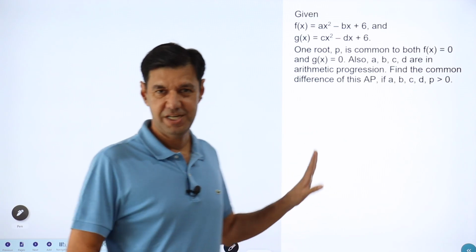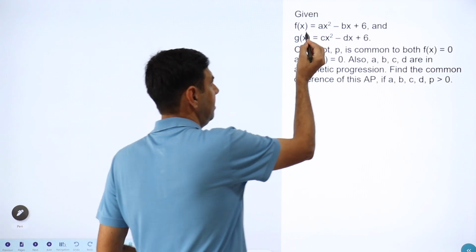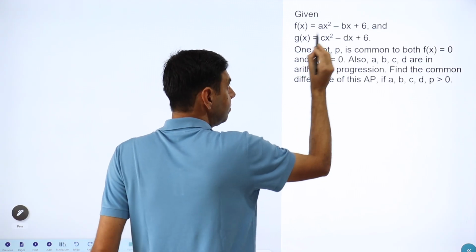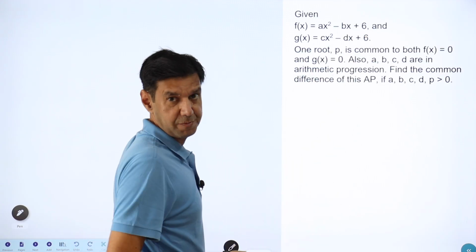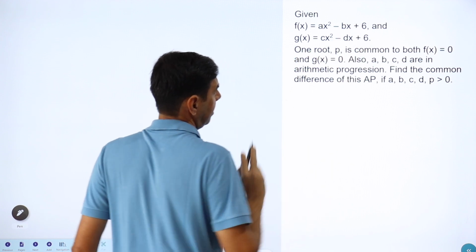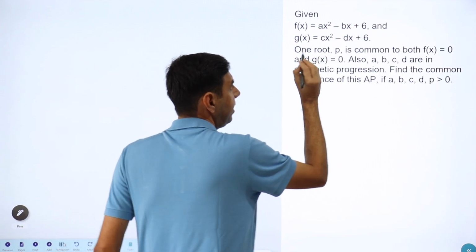A tough question. You can learn good problem solving skills from this question, so pay attention. We are given a quadratic. A and B are not known. The constant is 6, so the product of roots is 6. g of x is very similar to that. So now we have 4 variables: A, B, C, D.